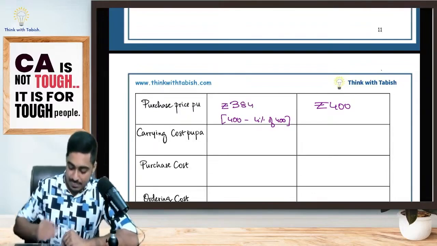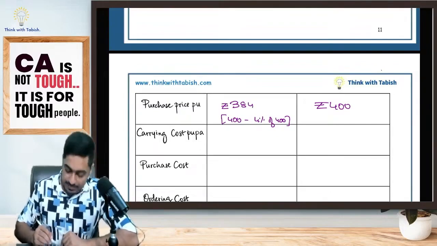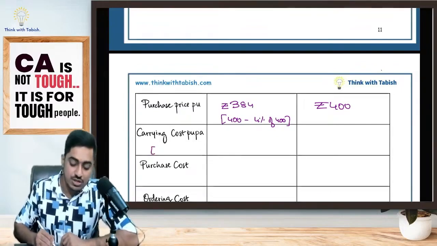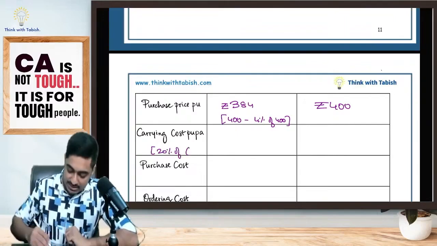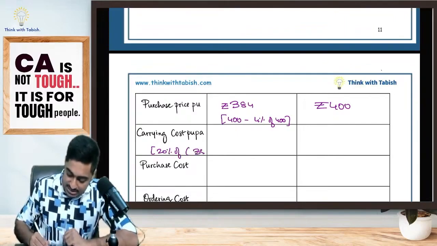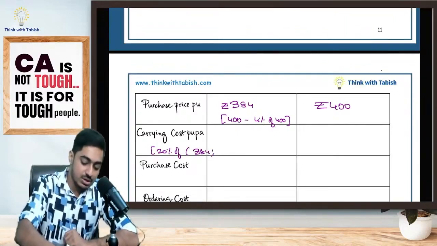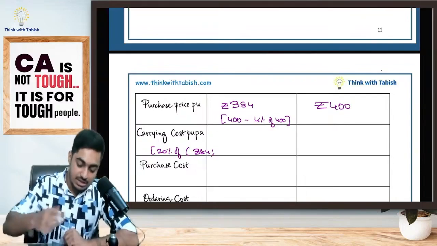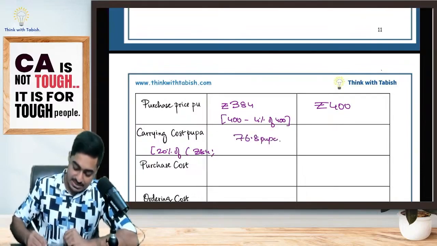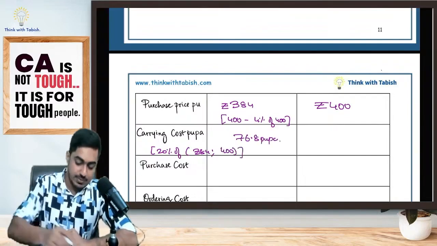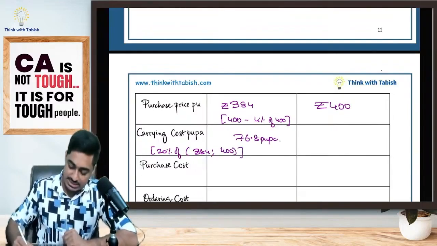Now tell me, carrying cost per unit per annum calculation. Carrying cost is how much percentage, students? Carrying cost is 20%. 20% of what? 20% of purchase price. So if my purchase price is 384, it will be 20% of 384, which is 76.8. If it is 400, it will be 20% of 400, which is 80 rupees.